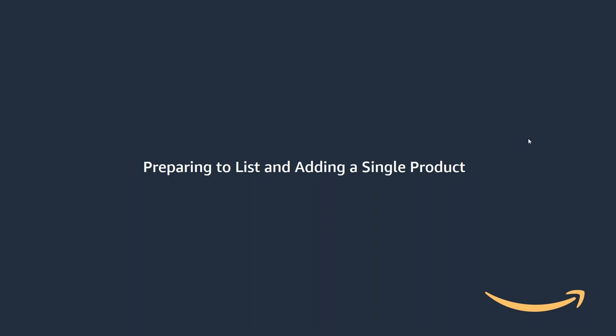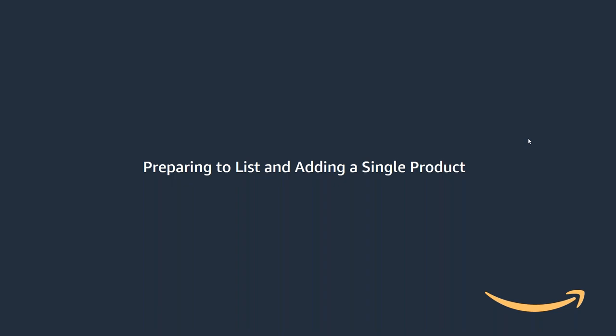Thank you. Welcome to our training, Preparing to List and Adding a Single Product. In the next 25 minutes, we're going to cover two key topics: preparing to list a product on Amazon and adding a single product to your inventory. By the end of this presentation, you'll know what product information you need before you list an item and get step-by-step instructions for adding single products one by one on Seller Central.